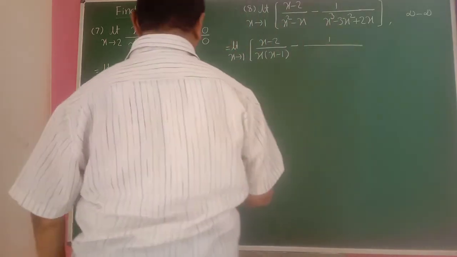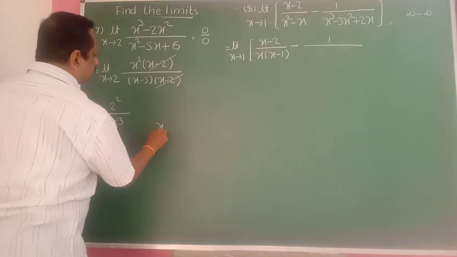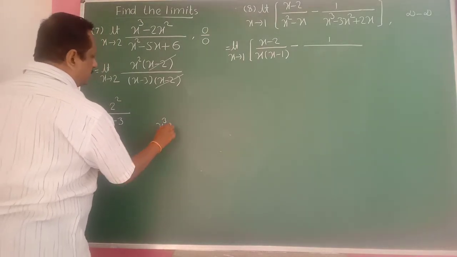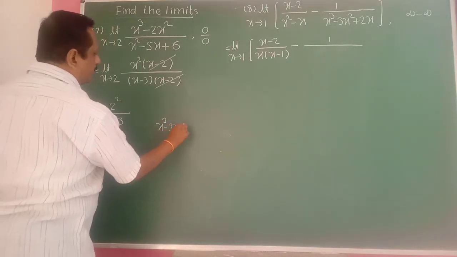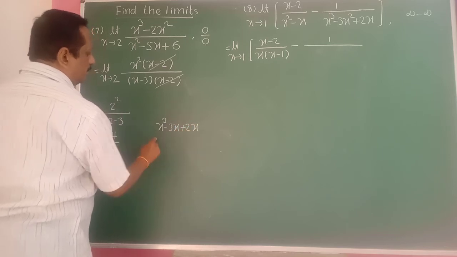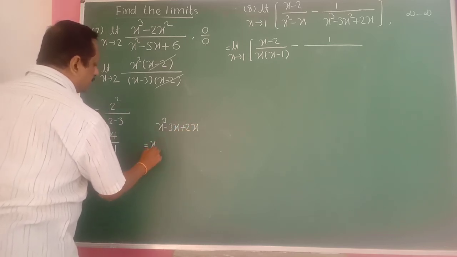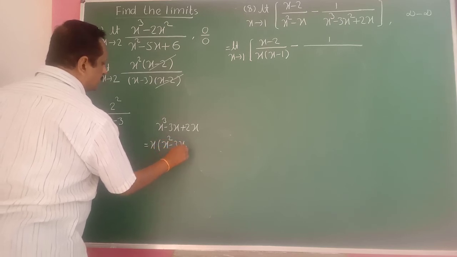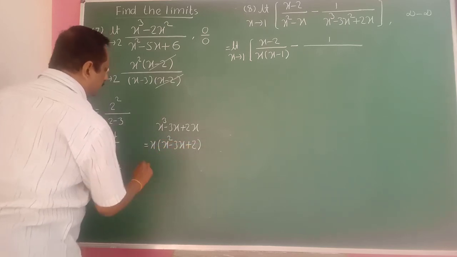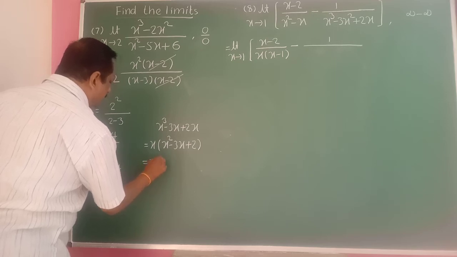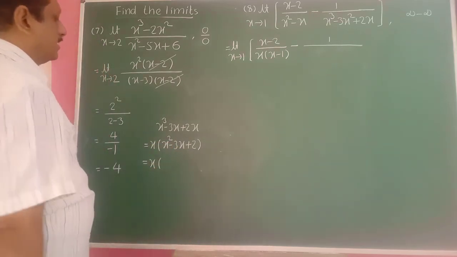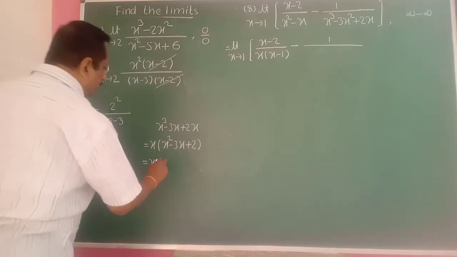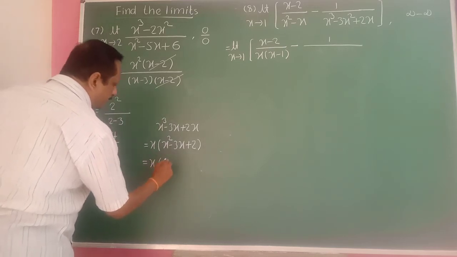Here x cube is there. So we can take x cube minus 3x square plus 2x here. Then x is the common factor. So x square minus 3x plus 2. Therefore x into, again this is a quadratic term here. So two numbers are minus 2 and minus 1.